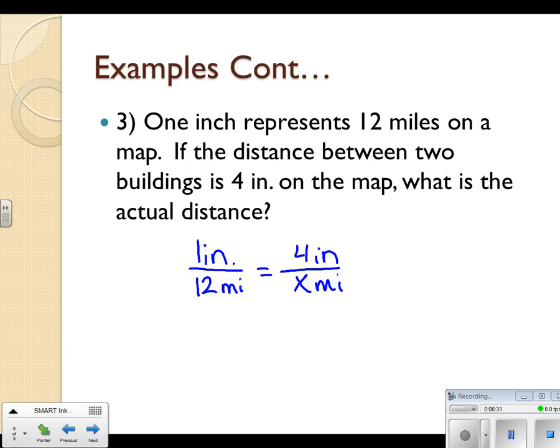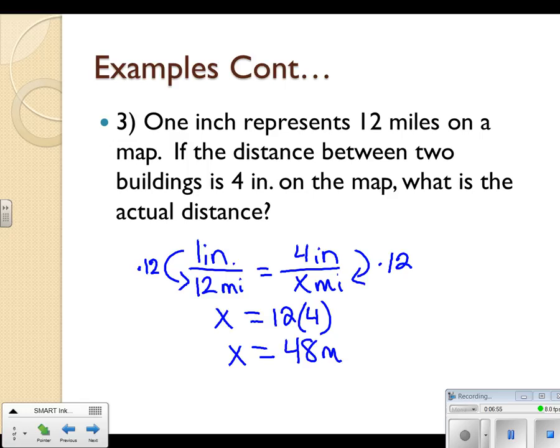So a couple things I see here. I can cross multiply. I also see that the bottom is 12 times as big because 1 times 12 is 12, so 4 times 12 would give us x. If you cross multiply, 1 times x, which is just x, equals 12 times 4. If you cross multiply, you're doing 4 times 12 or 12 times 4 to get 48 miles between the two buildings.